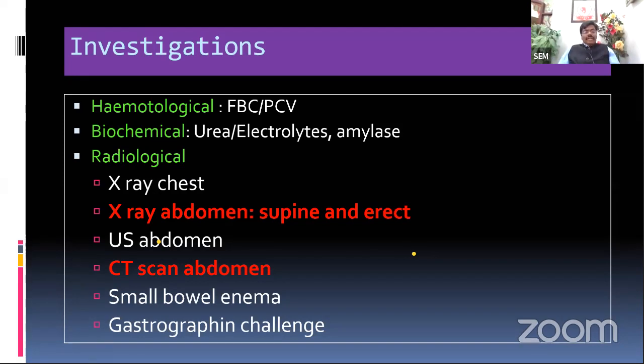So let's continue. X-ray abdomen erect and supine, CT scan abdomen. These are the two prime investigations we have to go through. Okay. All other things are there, but that is mainly for our postgraduates. Let's go on to the X-ray abdomen.